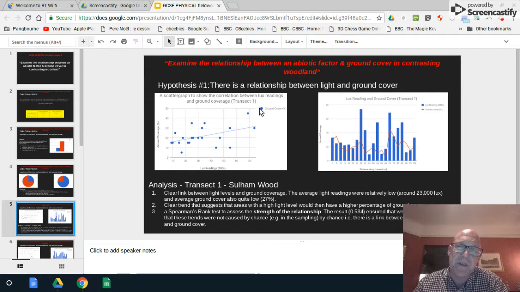So when we possibly see a trend, bear in mind that Excel will put a line of best fit across a swarm of bees. It just does it anyway. But you can possibly see a relationship in there. But bear in mind, it's just for the sample of sites.